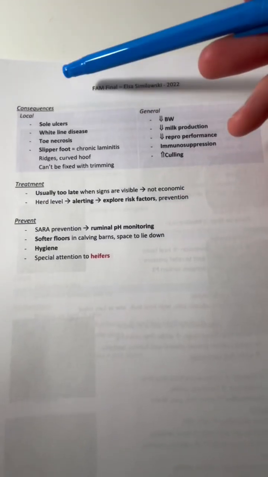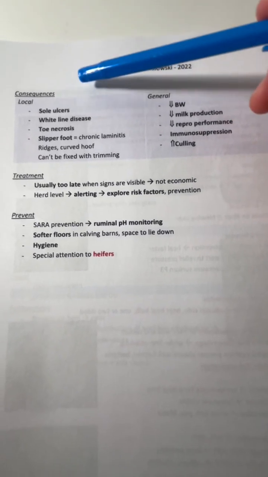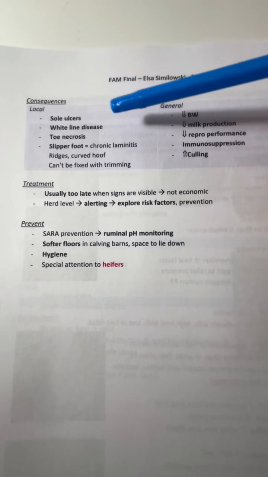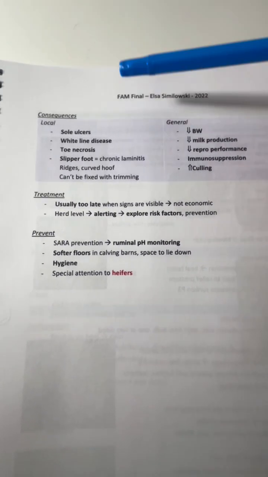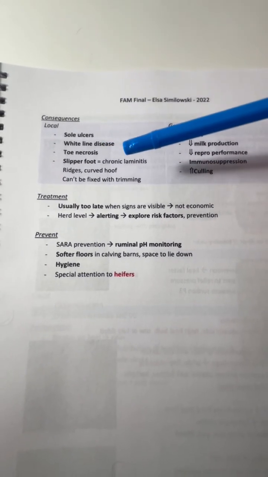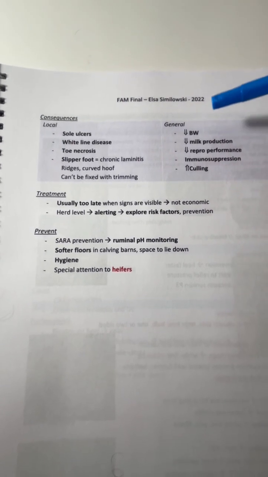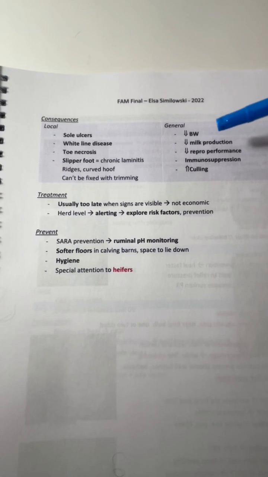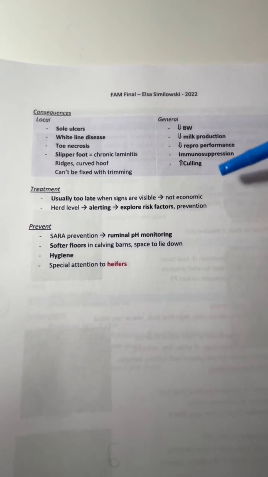There are local consequences and general consequences. The local consequences are sole ulcers, white line disease, and toe necrosis, as well as slipperfoot, which is chronic laminitis. At this stage, it can't be fixed with trimming. And the general consequences are decreased body weight, decreased milk production, and decreased reproductive performance, as well as immunosuppression, and you have to cull the animal.